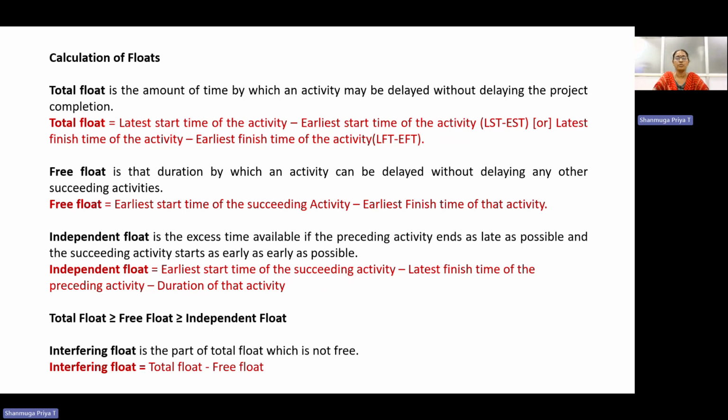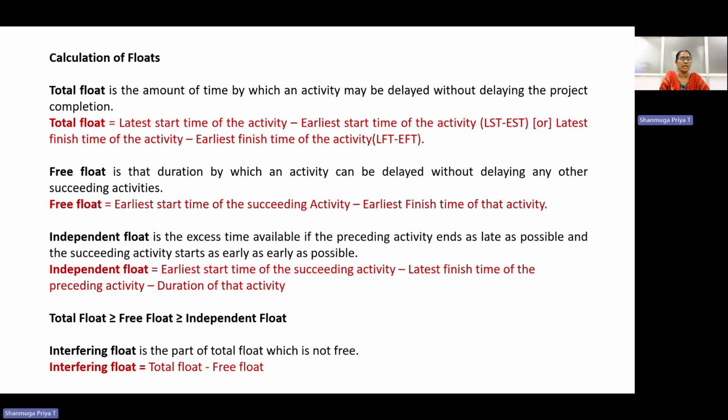For free float, the duration of an activity is delayed without delaying any other succeeding activity. So total float is part of the overall project completion time. Free float is the part without delaying the succeeding activity. It will be given in the exam while calculating the problem, and I will explain. The succeeding activity will not be delayed, whether the duration of that activity can be delayed. That is the free float.